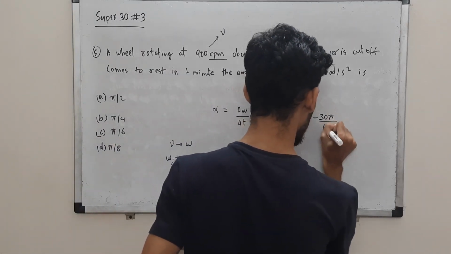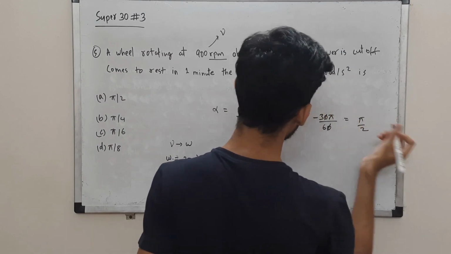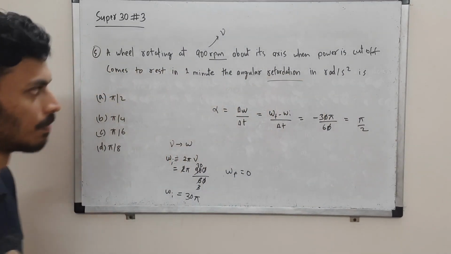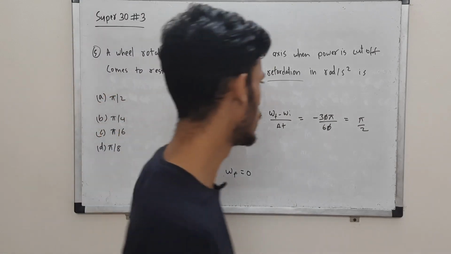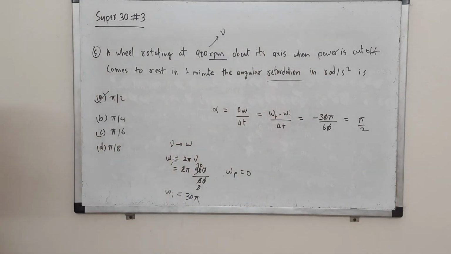Delta t is 1 minute, which is 60 seconds. So here we get pi by 2. Minus sign because it is retardation, right? It is stopping the motion, slowing down the motion, bringing it to 0. So option A, pi by 2, is the correct choice over here.